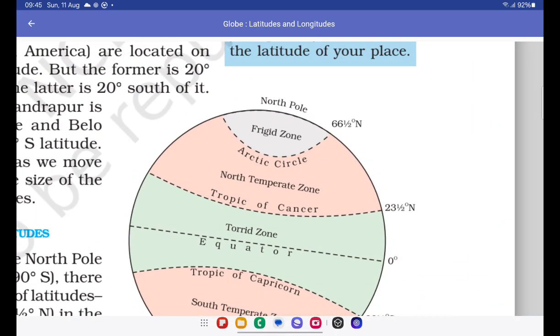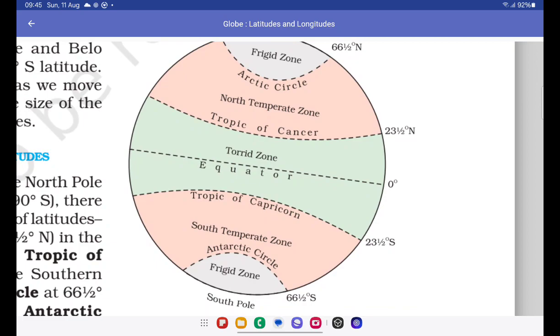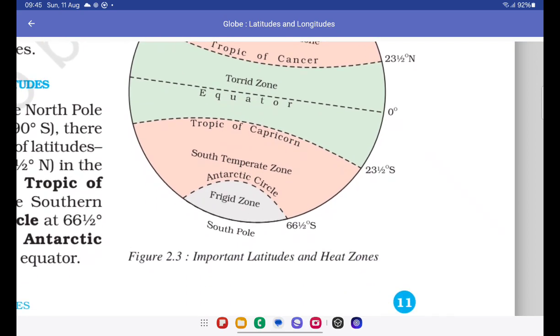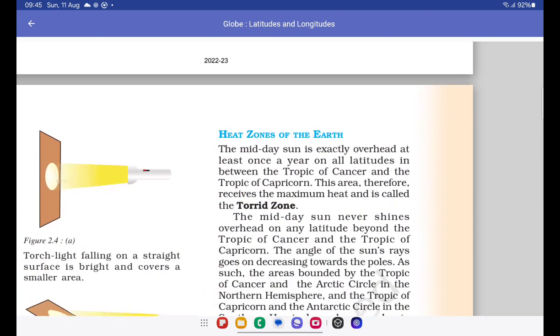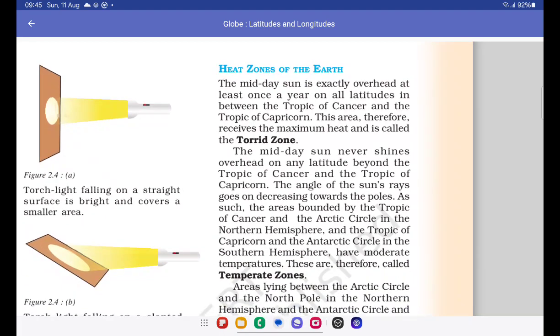It is between the Arctic Circle and the North Pole in the northern hemisphere. In the southern hemisphere, it is between the Antarctic Circle and the South Pole. So these areas are very cold and basically covered in ice throughout the year. The sun is always on the horizon.